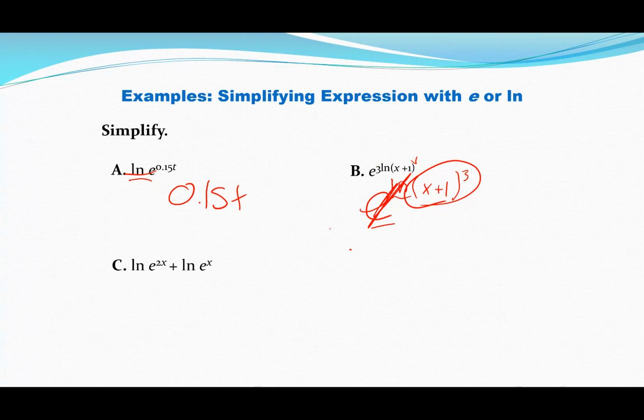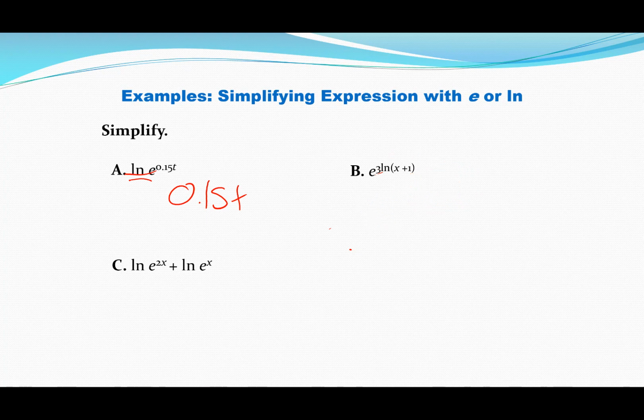So just be aware of that. They're only going to cancel once they're next to each other. If you got that 3 or something in between them, make sure you do something with it. In this case, that 3 that's being multiplied to the front of the log can get moved back into the exponent spot. So remember that property.